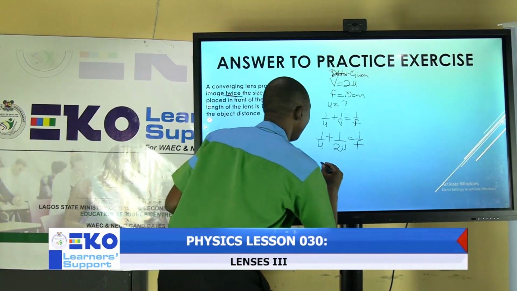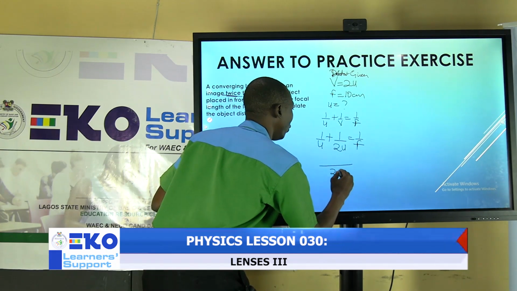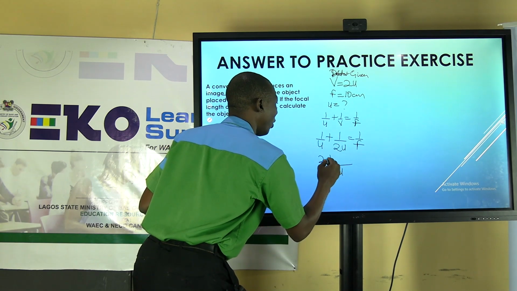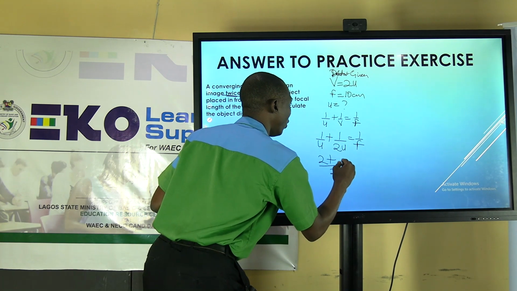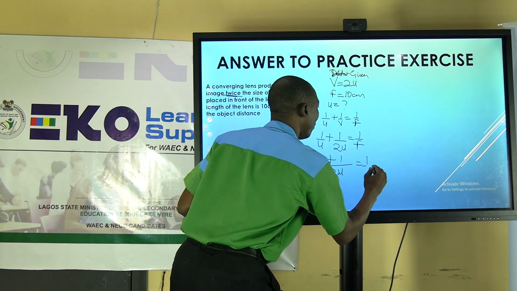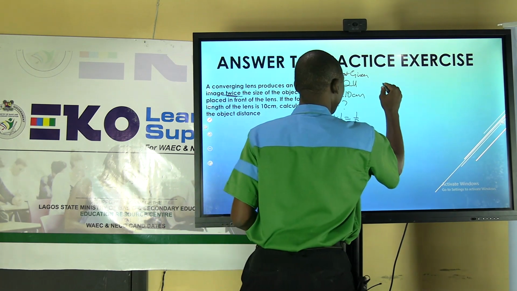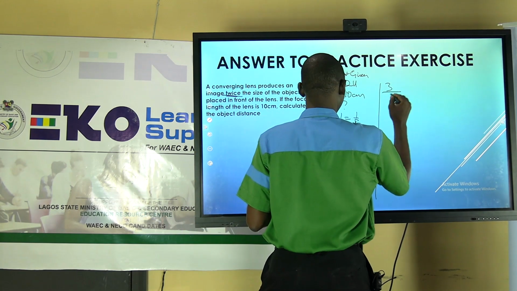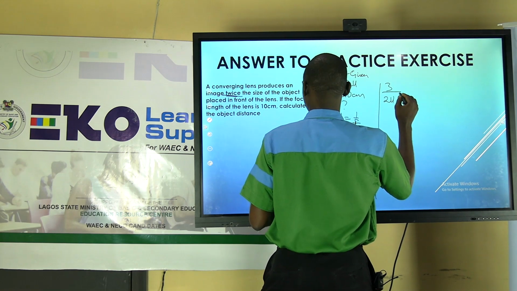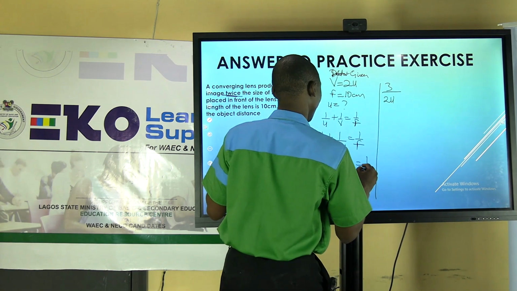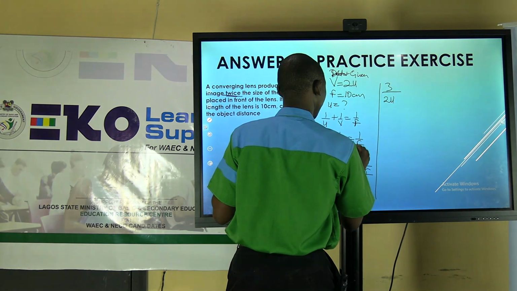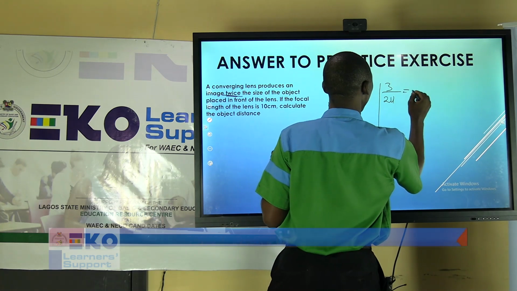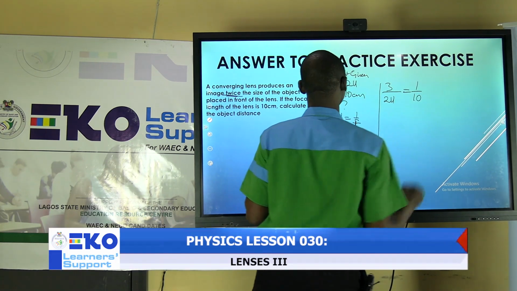Looking for the LCM of U and 2U, it is going to give you 2U. How many U will you find in 2U? That is 2. We have the sign plus, then we have 1. So 2 plus 1, 3 over 2U, equals 1 over F. Sorry, we're given focal length to be 10. So 3 over 2U equals 1 over 10.